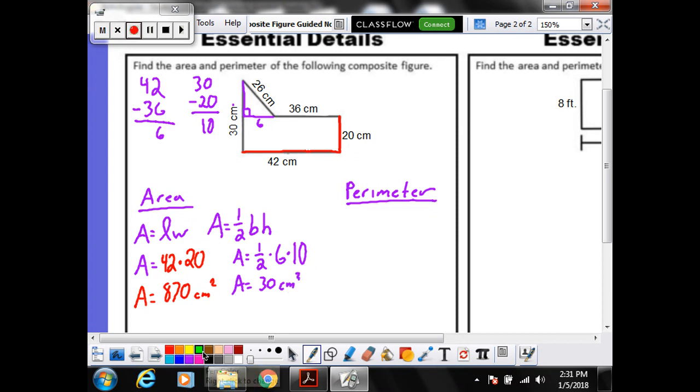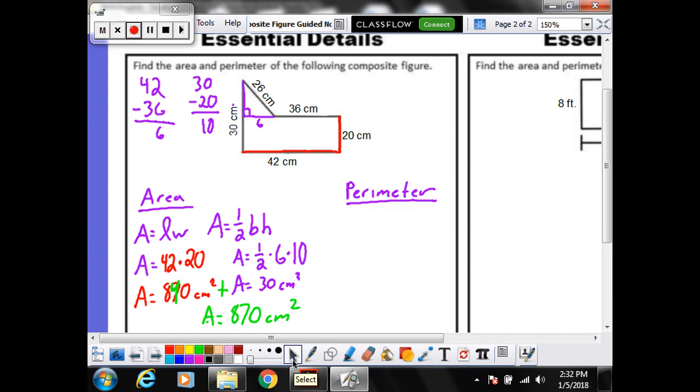So to find the area of the whole composite figure, we're going to add them together, and so we get an area equal to... Oops, that was 840, sorry. It gives us 870 centimeters squared. So the total area is 870 centimeters squared. 42 times 20 was 840. Sorry about that. All right, now, perimeter, right?